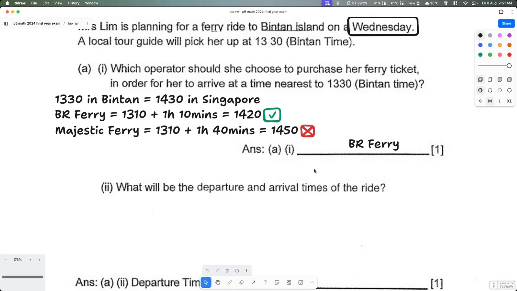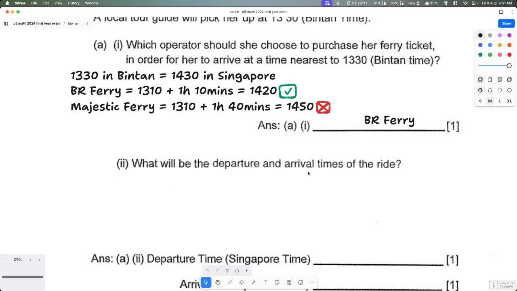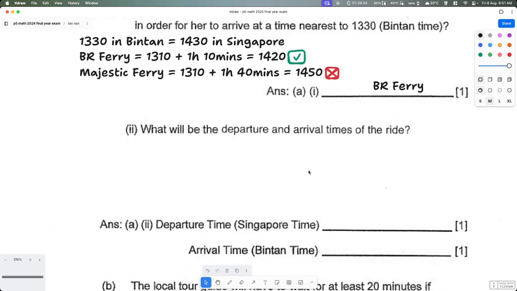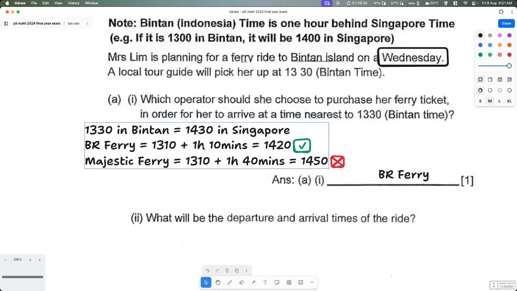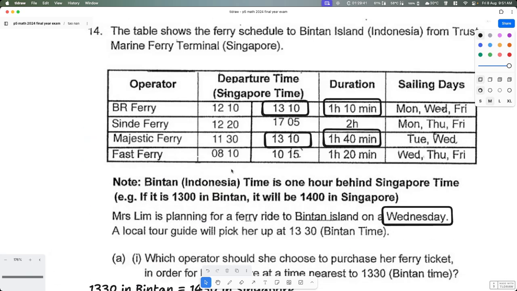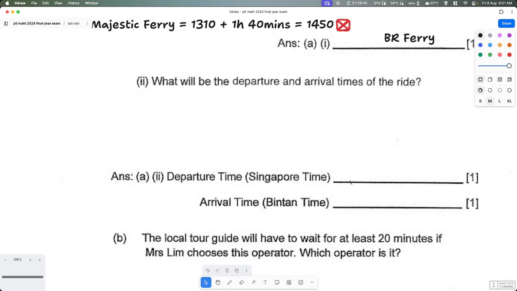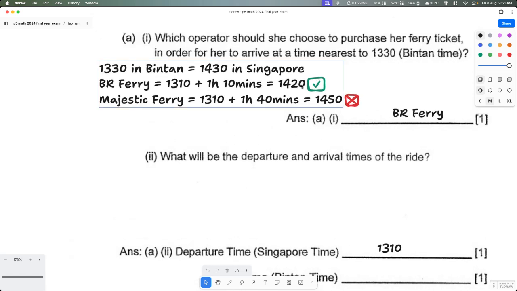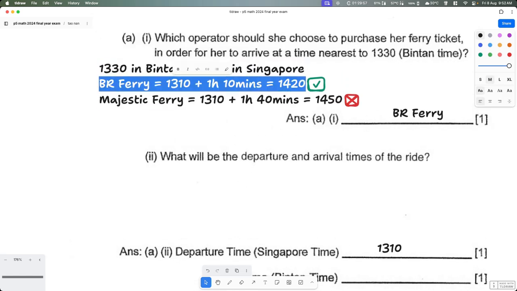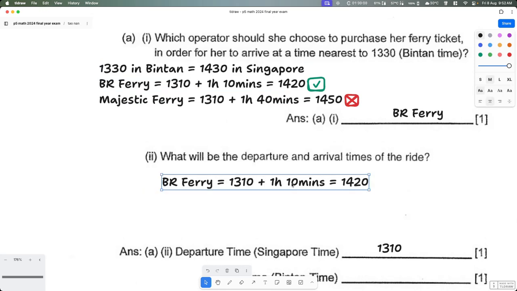Let's move on. What will be the departure and arrival times of the ride? So departure time in Singapore time for part two is 1310. And then arrival time in Bintan time. So BR ferry 1420 in Singapore time.